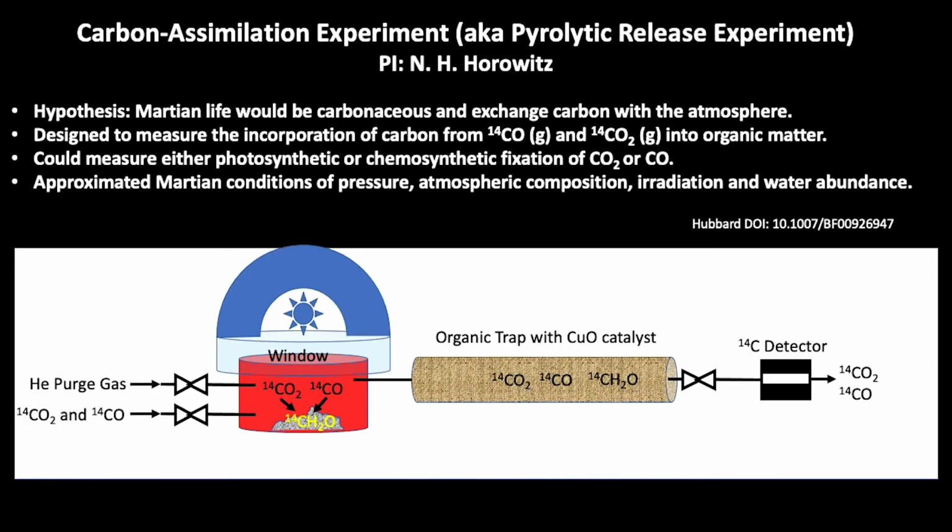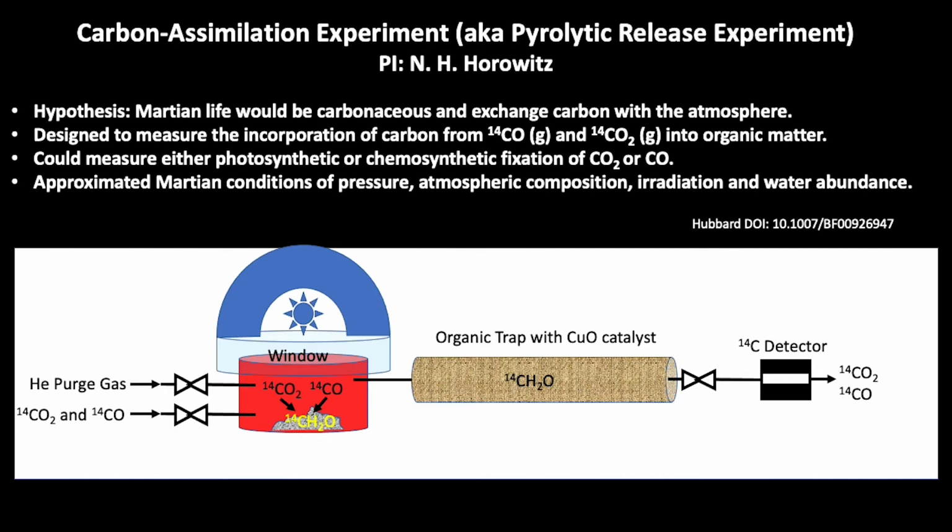The Carbon-Assimilation experiment, also known as the Pyrolytic Release experiment, is based on the hypothesis that Martian life would be carbonaceous and exchange carbon with the atmosphere. Correspondingly, it was designed to measure the incorporation of radioactively labeled carbon monoxide and carbon dioxide into organic matter. The experiment could measure either photosynthetic or chemosynthetic fixation, and it approximated Martian surface conditions of pressure, atmospheric composition, solar radiation, and water abundance.